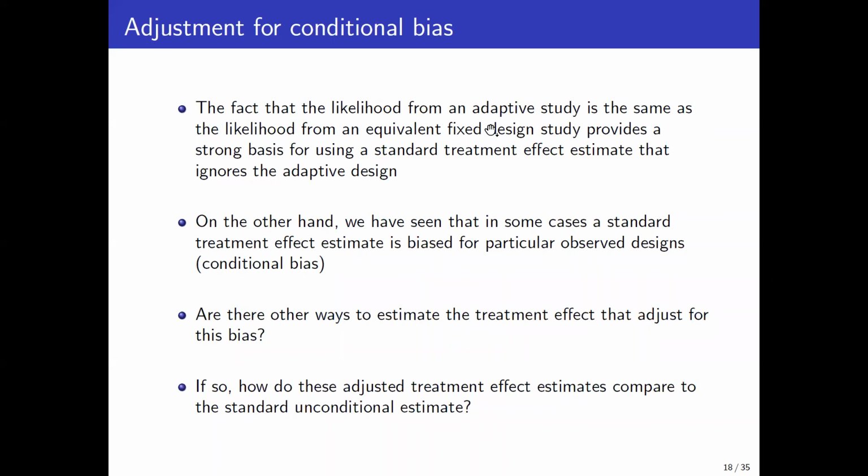So the fact that the likelihood from an adaptive design is the same as the likelihood from an equivalent fixed design provides a strong basis for just using a standard treatment effect estimate. But on the other hand, we've also seen that that can give us quite strong conditional bias. So for particular realizations of the adaptive design, we can get quite biased results. And so that motivates the question of whether there are alternatives that we should be looking at, which perhaps adjust for that conditional bias, and also begs the question of how those alternatives might compare with the standard unconditional estimate.